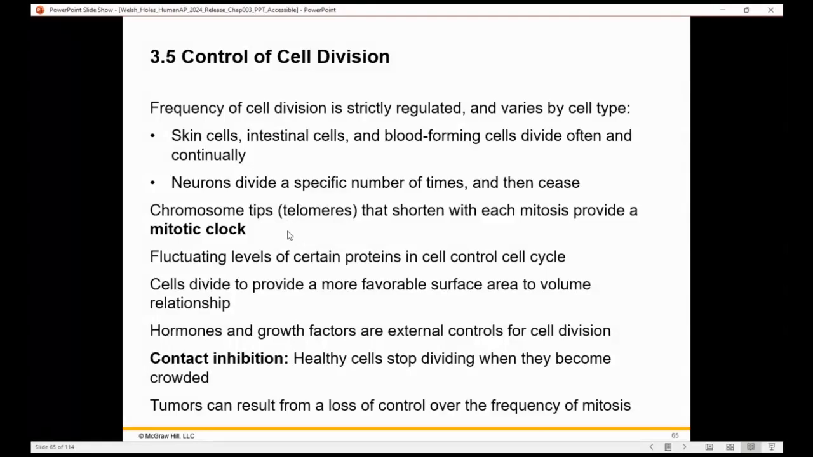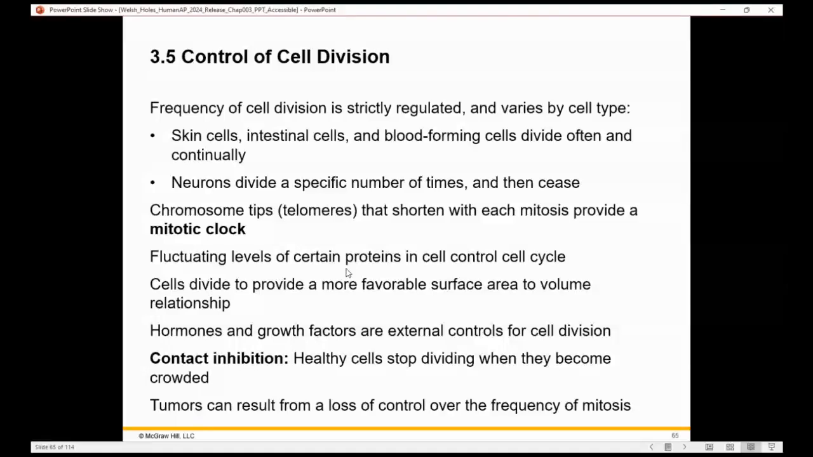And the way cells know that they cannot reproduce anymore is that they have telomeres, or tips of the chromosomes, which keep shortening every time you replicate a cell. So there's a mitotic clock, and they can only replicate so many times.